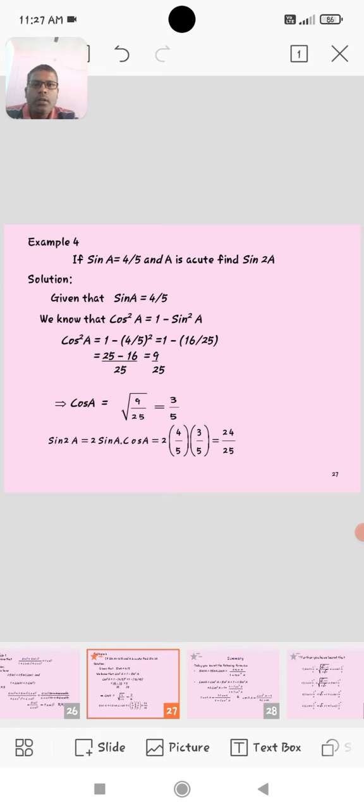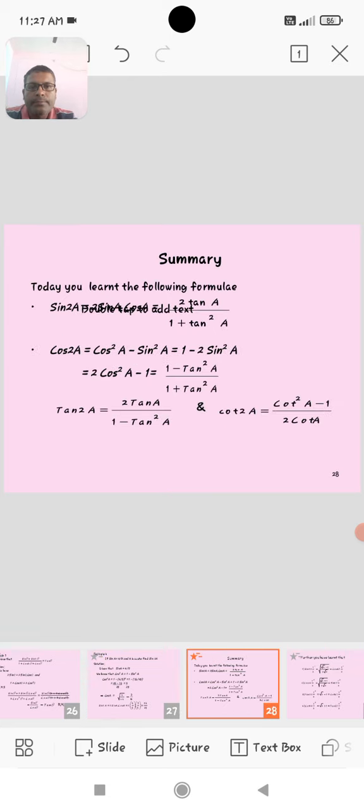Cos square A is equal to, how to write? 1 minus sin square A. 1 minus, what is the sin A value? 4 by 5. So we have to write 1 minus (4 by 5) whole square. We get 1 minus 16 by 25. We can do the LCM part. We get 9 by 25. Now find out the cos A is equal to root of 9 by 25. We get 3 by 5. Finally, sin 2A is equal to 2 sin A cos A, which is 2 into 4 by 5 into 3 by 5. We get 24 by 25.